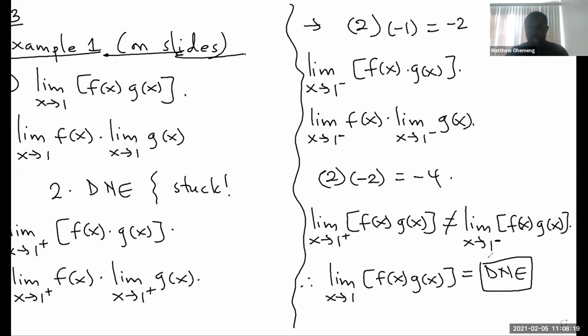Please, don't do operations like 2 times DNE is DNE. No, it's incorrect, right? Whenever you get stuck, you have to try the one-sided limits and see, right? So that's it on that.